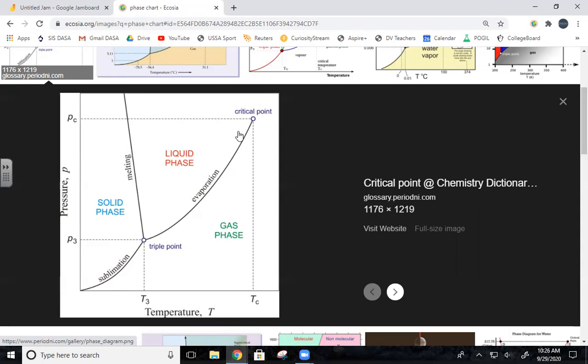Miguel and then Jay. What is critical point? The critical point is when you start to get plasmas. Yeah. Critical point is when you start to get plasma. Franklin?